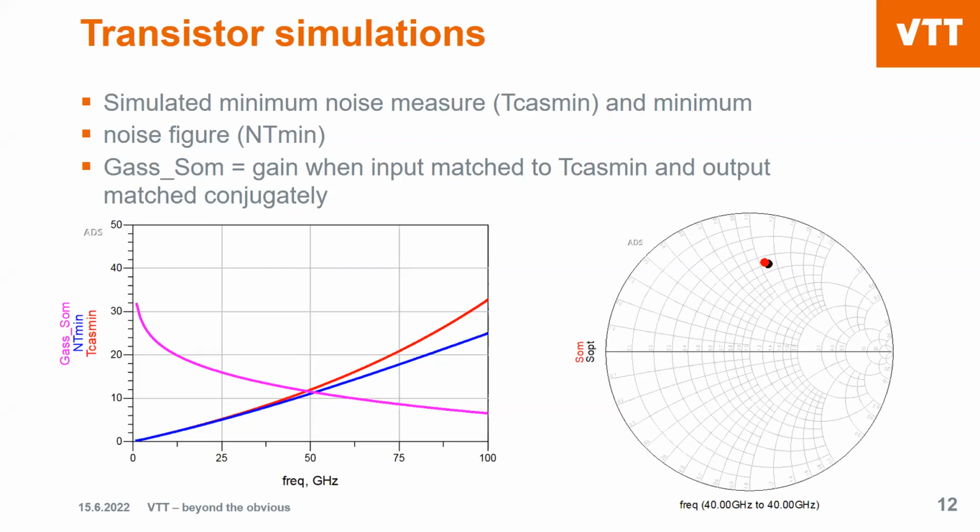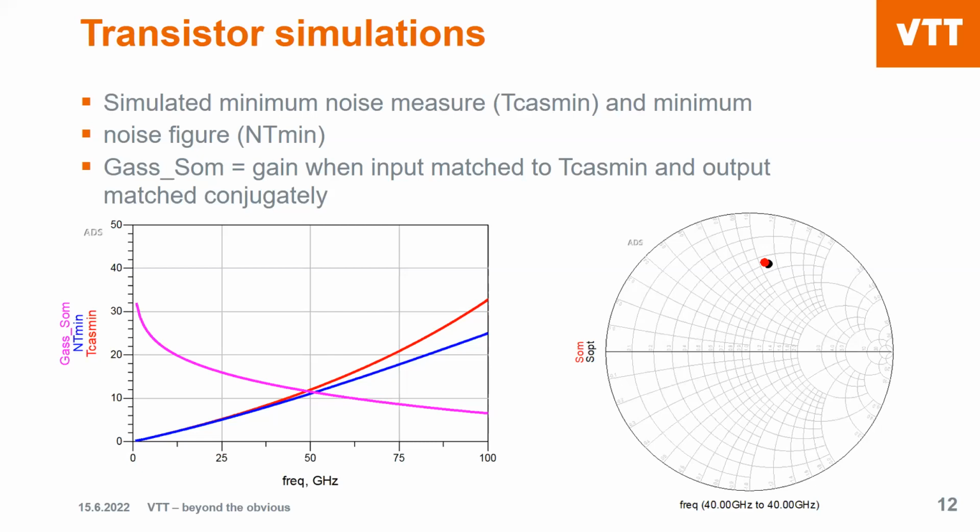But today and tomorrow, we will focus on the design of a 26 to 40 gigahertz LNA. We can see that at those frequencies, they don't differ that much, so we can use the traditional equations for designing the LNA. But again, it's good to remember the importance of this Tcas min here.